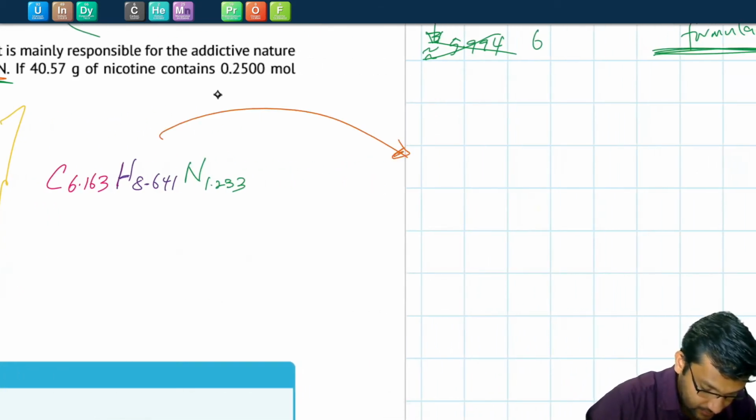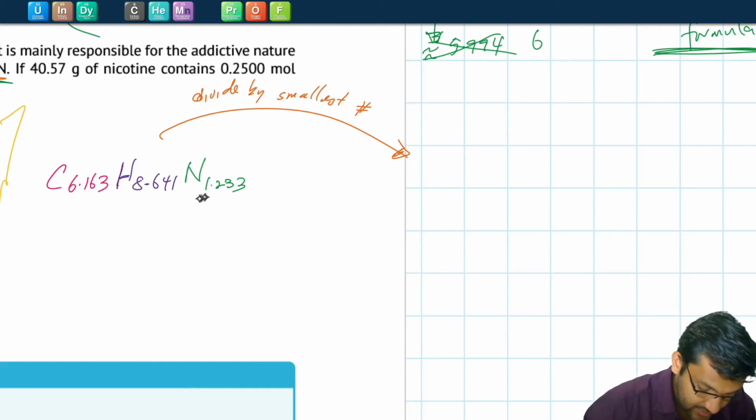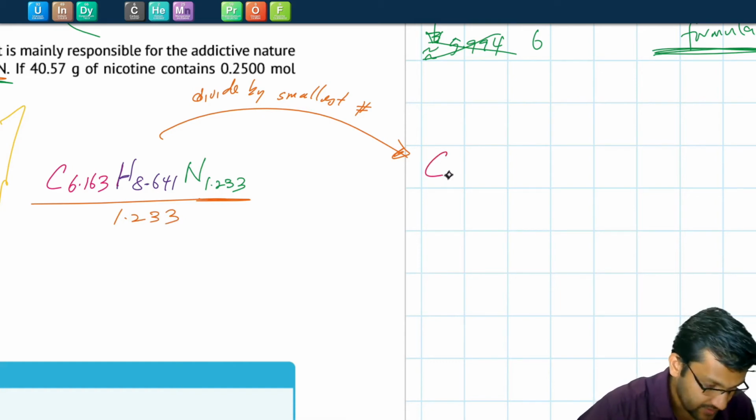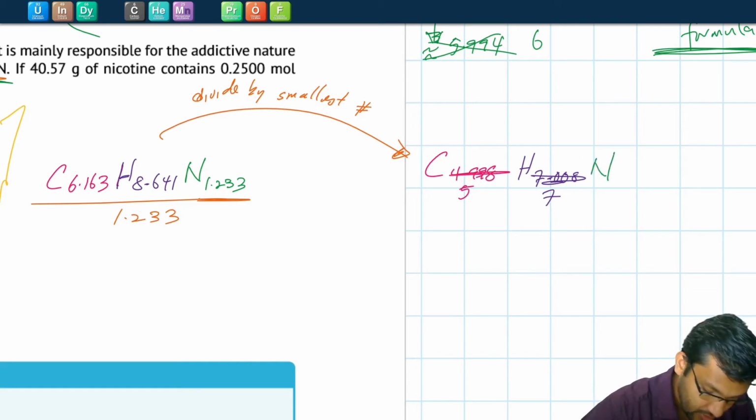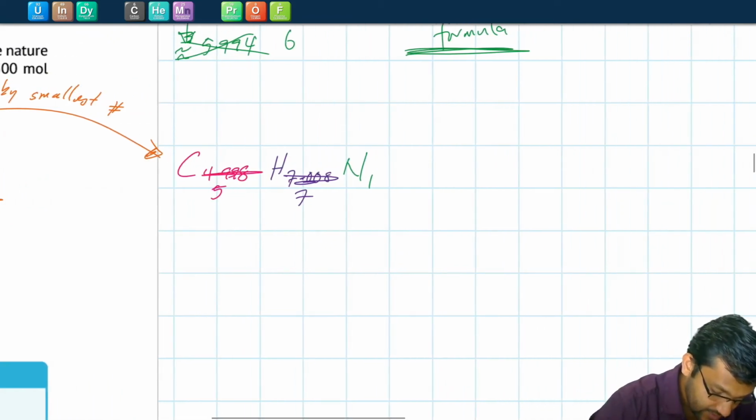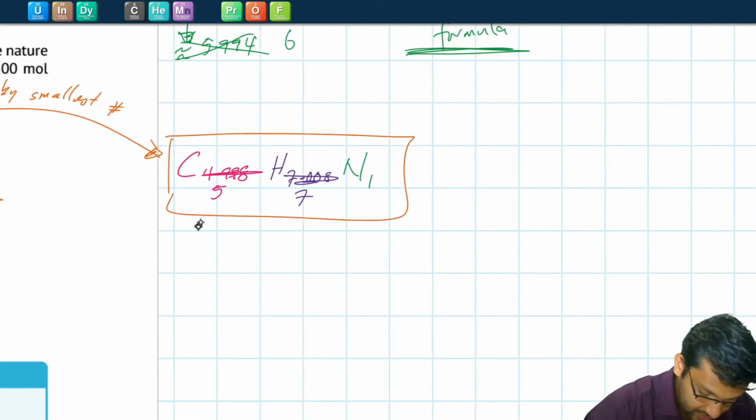We divide by the smallest number. In this case, the smallest number is 1.233, so divide everything by 1.233. And that will give us, for carbon, something like 4.998, which is close enough to 5, so we'll call it just 5. For hydrogen, we get 7.008. Again, that's close enough to 7, so let's just call it 7. And then for nitrogen, we get 1, right? 1.233 divided by 1.233 is 1. So here, what we end up having is now the empirical formula.